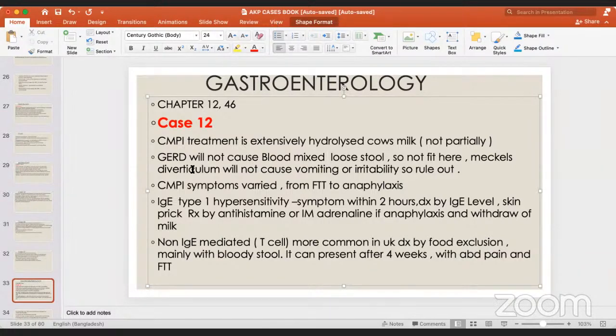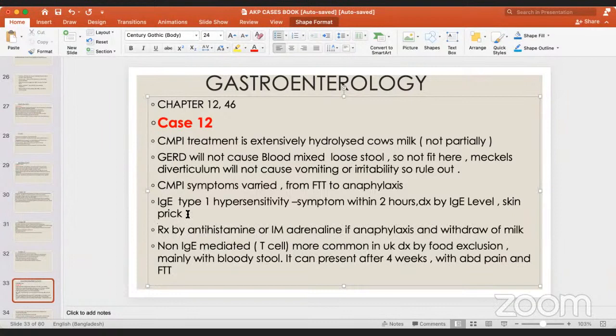The treatment of cow's milk protein allergy, suppose there is only rash. What is the treatment? Only rash. We will give antihistamine, chlorpheniramine syrup. This question came many times. Only rash, there is no feature of anaphylaxis. Okay, so you'll give antihistamine.